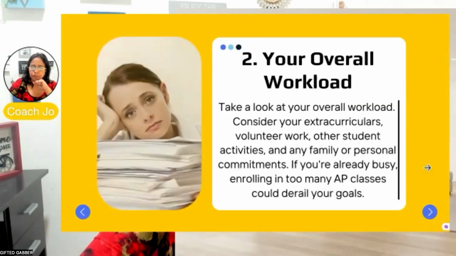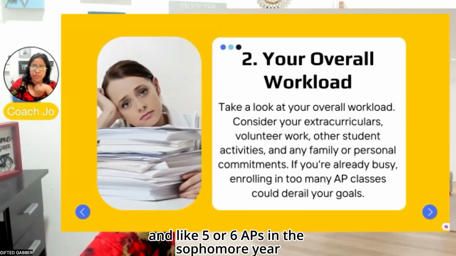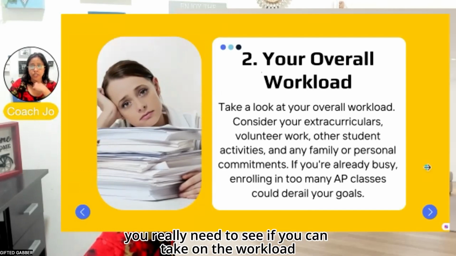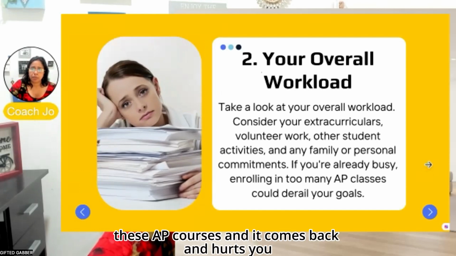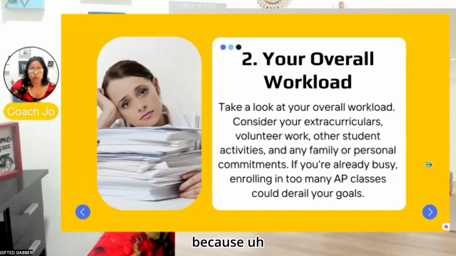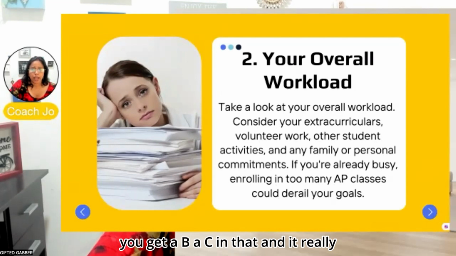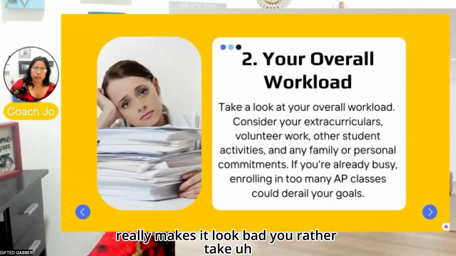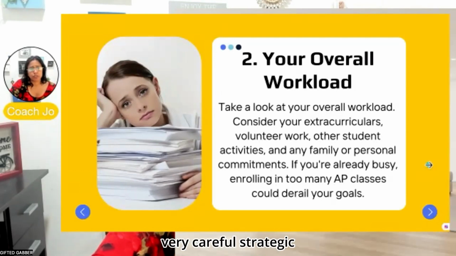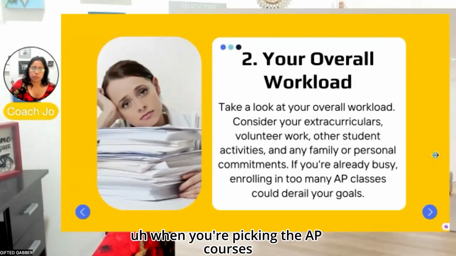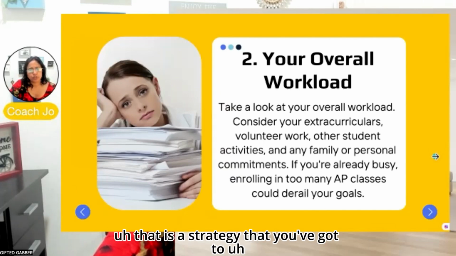Then your overall workload, right? You don't cram in 5 or 6 APs in the sophomore year. You really need to see if you can take on the workload, because it can come back and hurt you, because your grades are falling. You get a C in that, and it really makes it look bad. You'd rather take an honors class and get an A in that. Got it? So you have to be very careful and strategic when you're picking the AP courses. Mix the easy with the hard, right? That is a strategy that you've got to use.